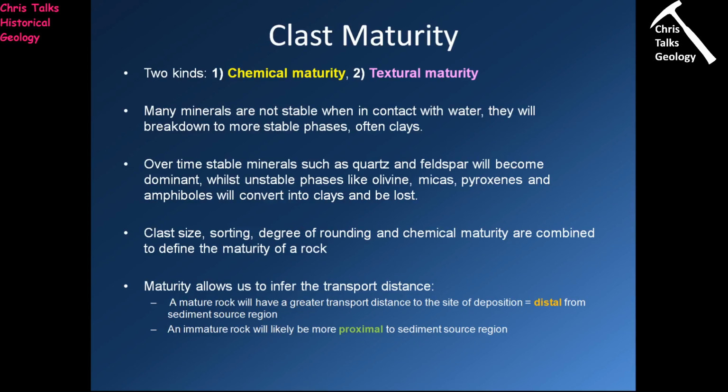And as we've already touched on, mature sediments tend to be deposited at greater distances from the sediment source, and so they're often referred to as distal sediments because they are a long way from where the sediment was formed. In contrast, immature sediments are also sometimes referred to as proximal sediments because they are typically deposited relatively close to the sediment source.